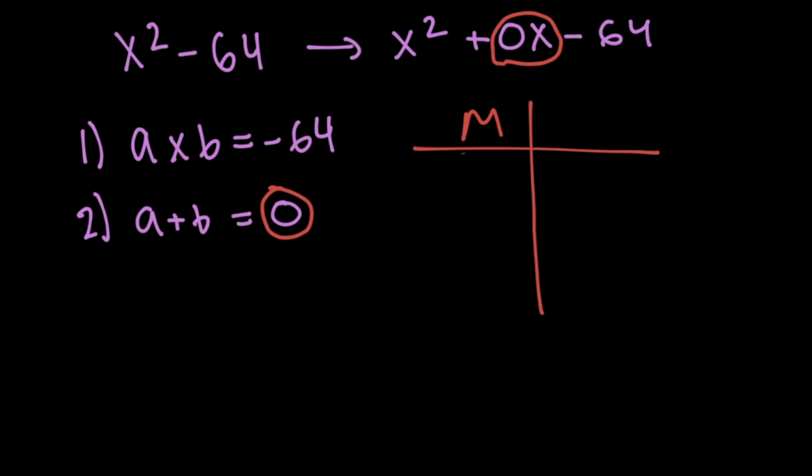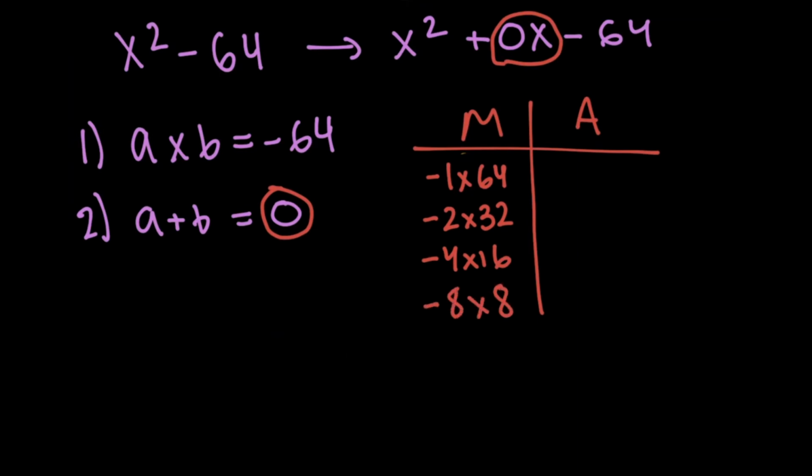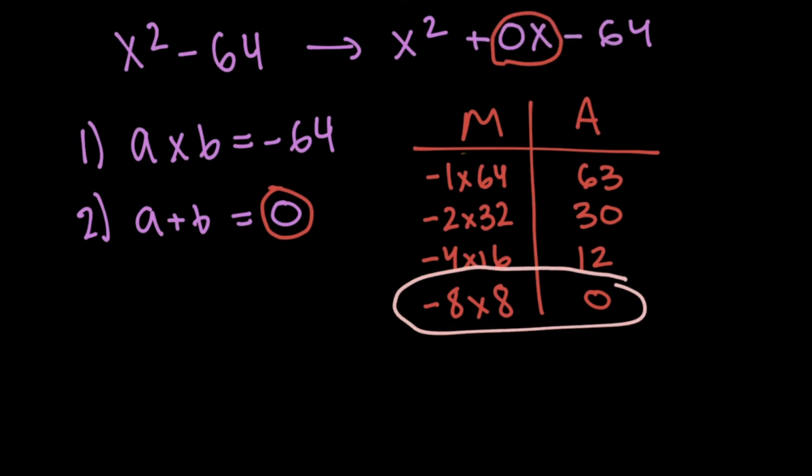Factors of negative 64. Negative 1 times 64, negative 2 times 32, negative 4 times 16, and negative 8 times 8. And then we're going to add them. 63, 30, 12, and 0. We see here that we have found a solution. So we can write our answer as x minus 8 times x plus 8.